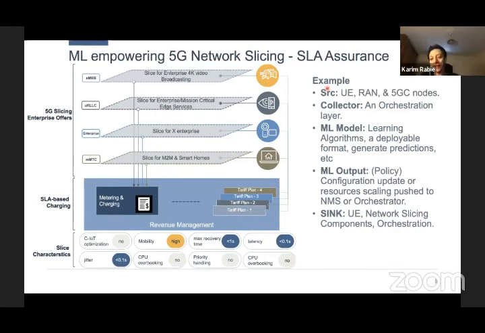The sink is where you apply the machine learning output, and in that particular use case, the UE itself or the network slice components like the 5GC and the orchestrator are the candidates to be a sink to have this machine learning output, which is the policy. I hope I covered a range of use cases, with a focus on one of the trending use cases for artificial intelligence, which is network slicing.